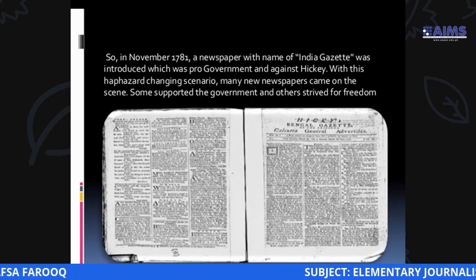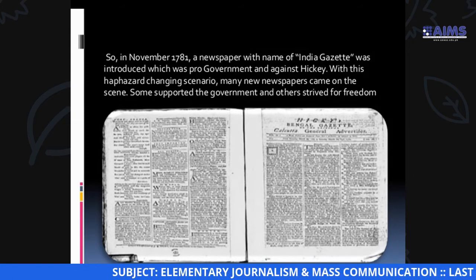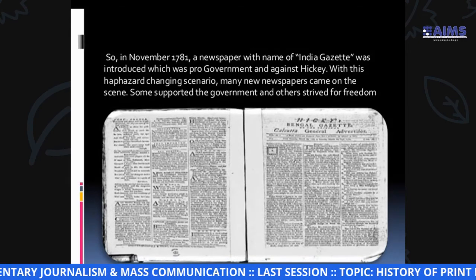With this haphazard changing scenario, many newspapers came on the scene. Some supported the government and others strived for freedom.